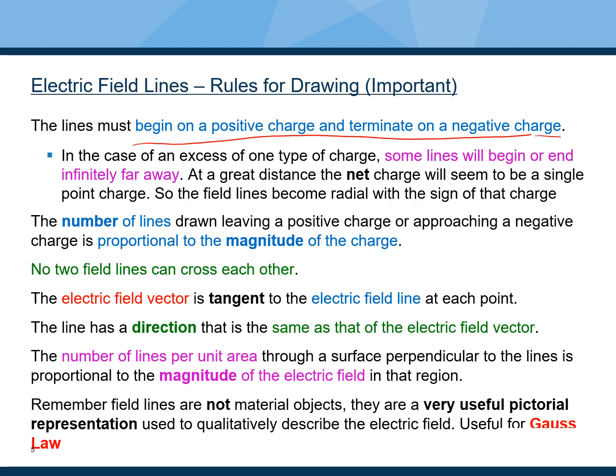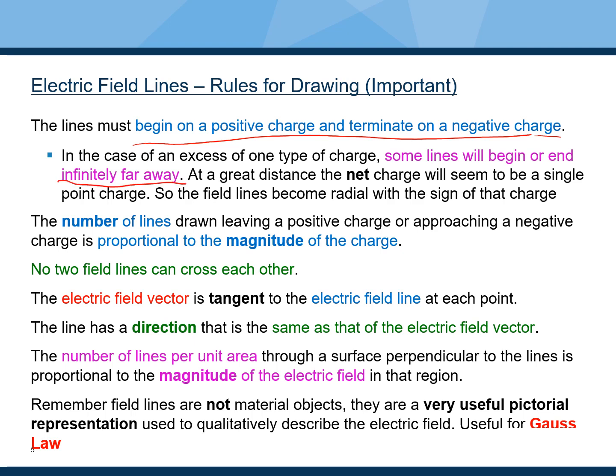Now, in case you have an excess of one type of charge, let's say you have 2 units of positive charge and only 1 unit of negative charge, then some of the field lines coming from the positive charge will indeed end at the negative charge, but the other field lines coming out of the positive charge will end at far infinity.